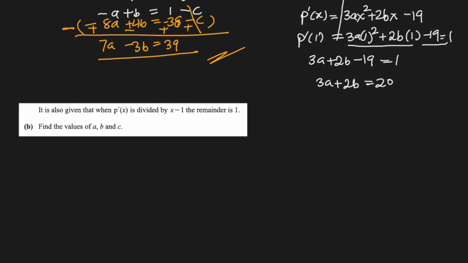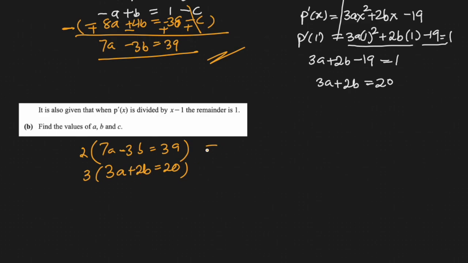All right, so let me decide what to do. This is 7a, this is 3a. So I'll use the elimination method. The first equation is 7a minus 3b equal to 39, and I'll multiply this one by 2, because this is negative 3b and that is plus 2b. The second equation is 3a plus 2b equal to 20, and I'll multiply this whole equation by 3. The purpose is that 2 times minus 3b will be minus 6b and 3 times 2b will be plus 6b, and they will cancel out.